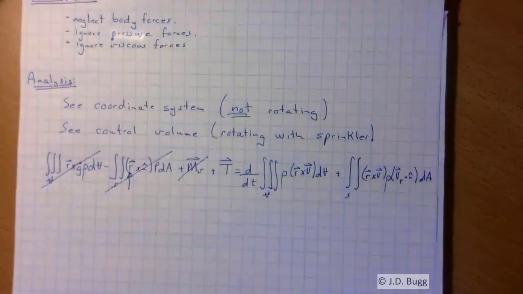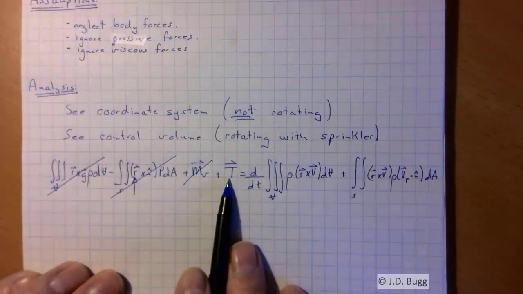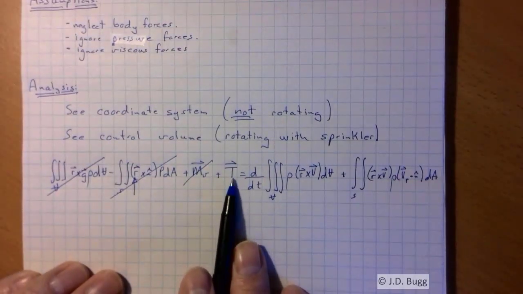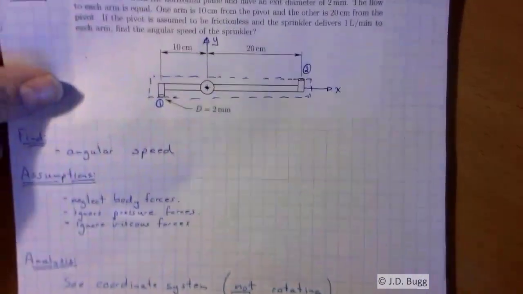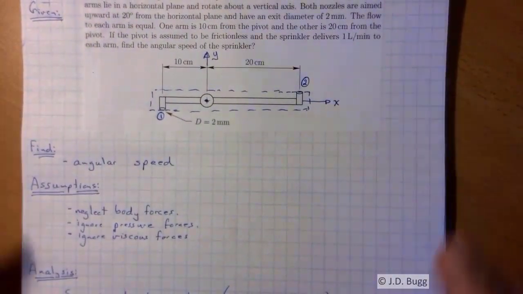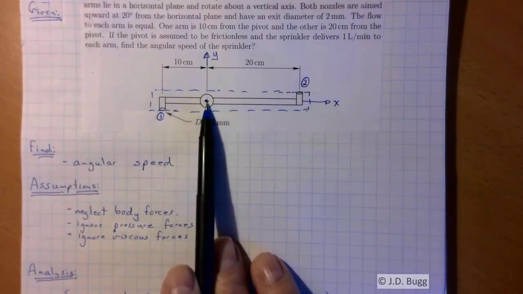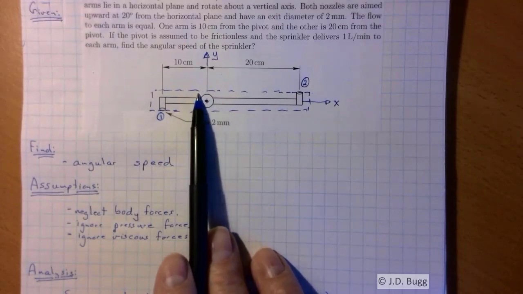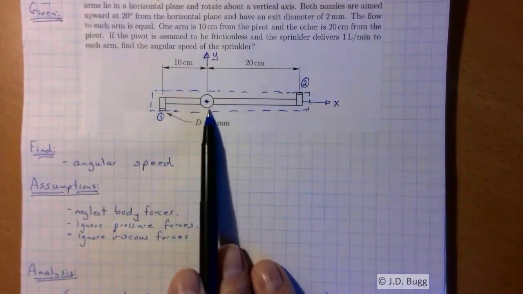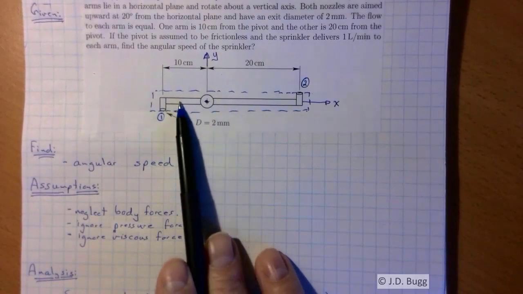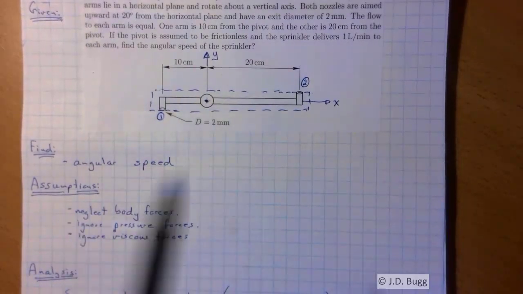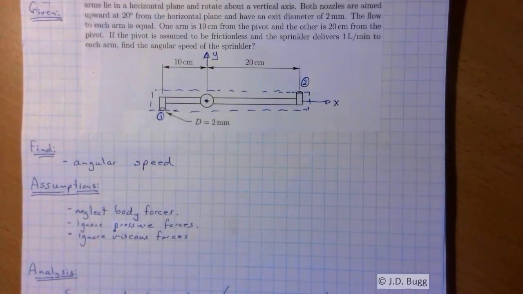So ignore viscous forces. Next thing is the reaction torque. And again, remember, just like for linear momentum, that's the torque created by any solid object cut by our control surface. And again, the only place that happens is at the pivot here. So our control surface must cut through some solid object here where this rotating arm pivots on the base that it's mounted on. So our control surface does cut a solid object, so there would be a torque there.